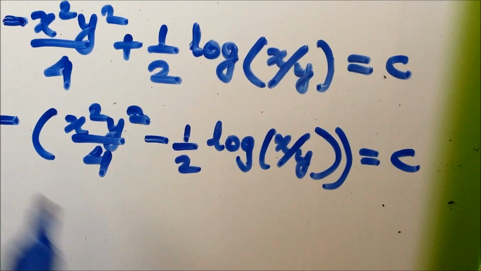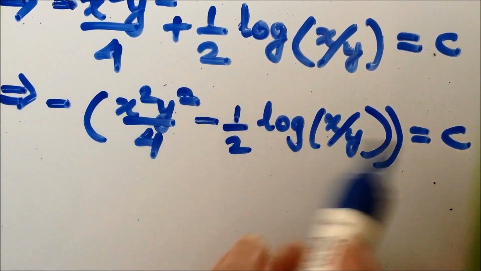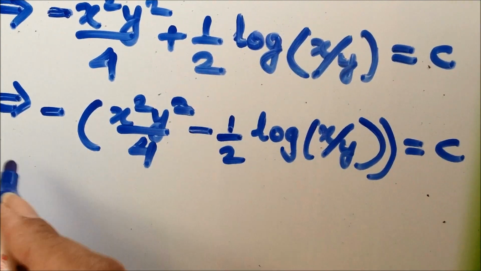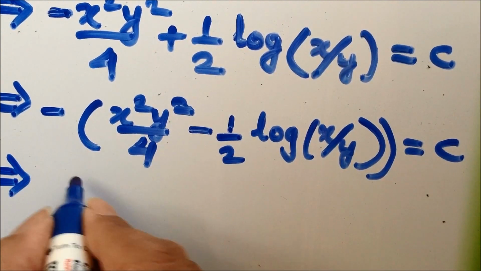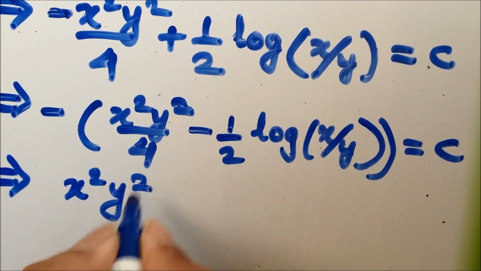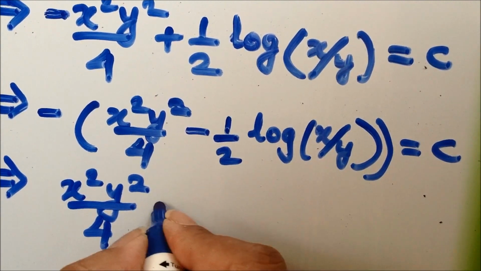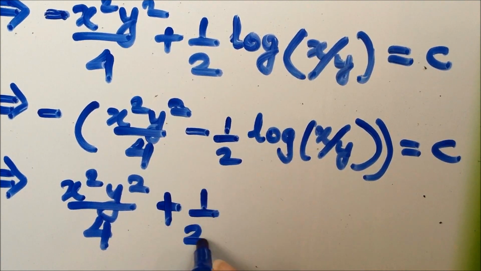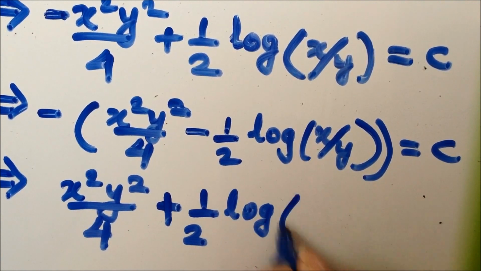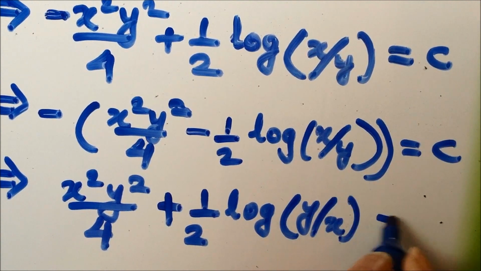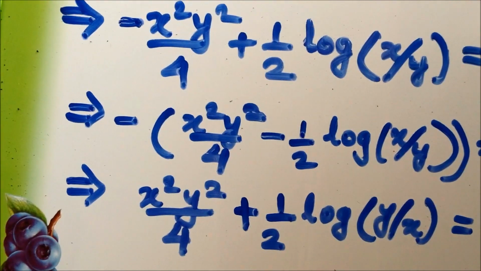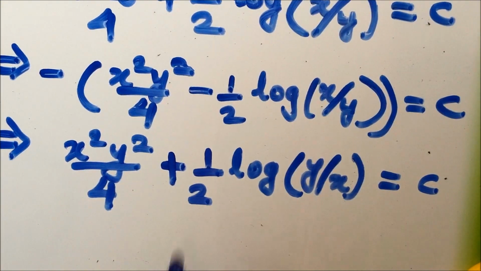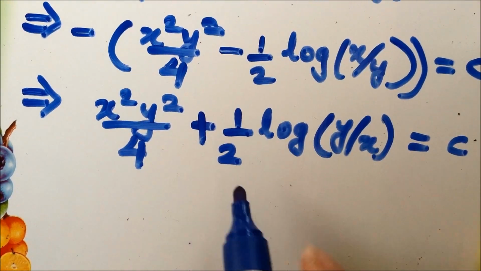Then what you can do is transfer this negative sign to the right hand side. So minus c is still c, that means it's still a constant. So you can write this as x square y square divided by 4 minus, now if you are not happy with this minus, you can make it like this: 1/2 log y by x is equal to c.